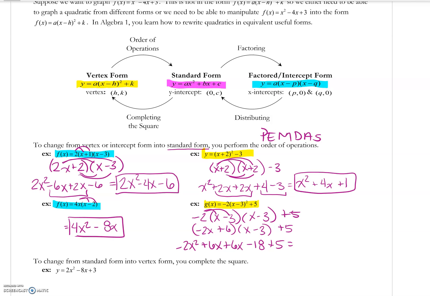When I combine my like terms here, this negative 2x squared does not have a like term. 6x plus 6x makes 12x. And negative 18 plus 5 makes negative 13.